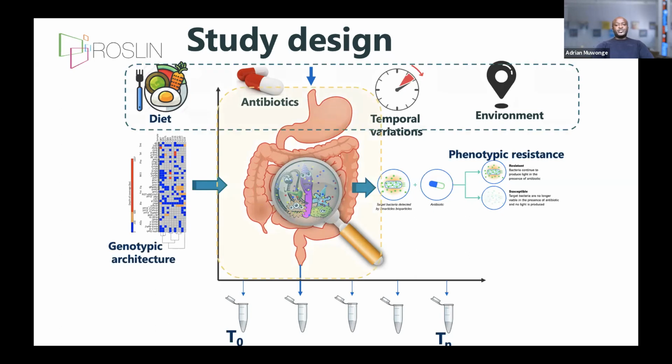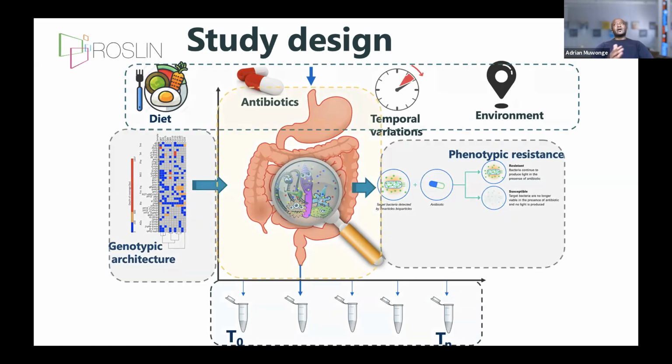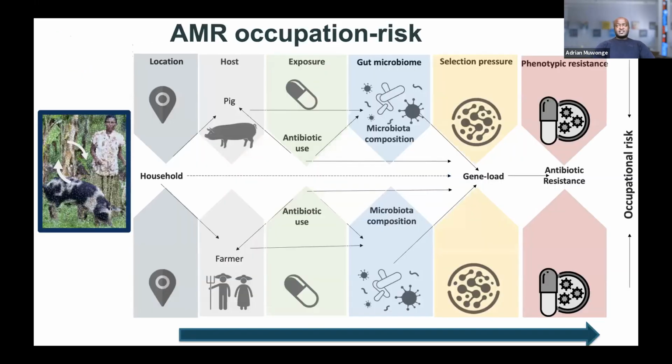So if we do this longitudinally, we're able to profile characteristics in the gut of the pig and the gut of the farmer and relate them to antibiotic resistance, and see if there are differences in how these two hosts that are living in close proximity behave with regard to antimicrobial resistance.